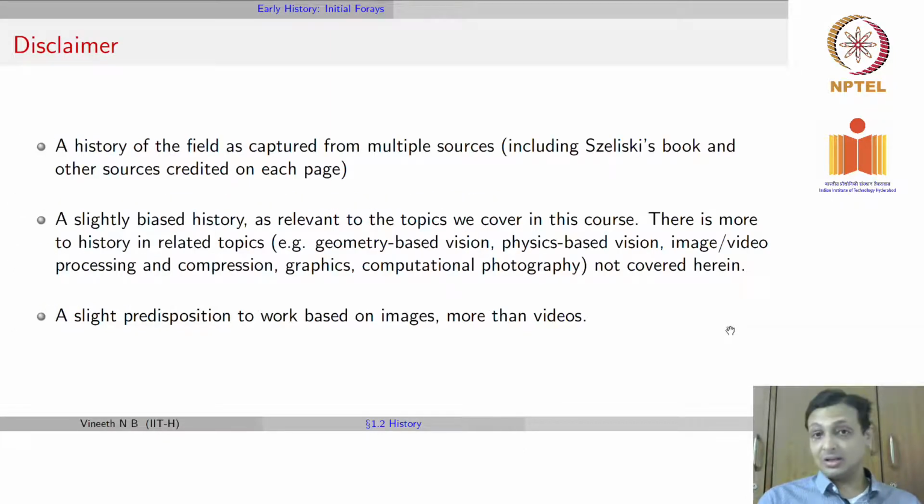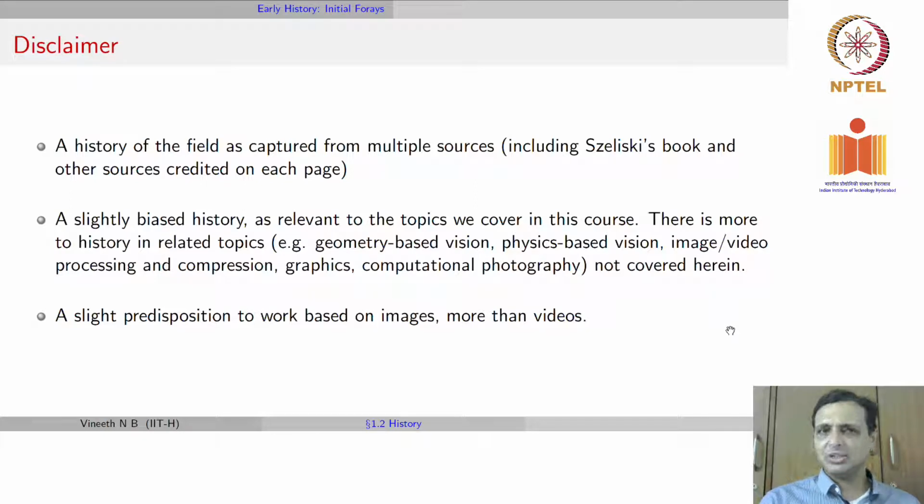To start with, a disclaimer: this is going to be a history of the field as captured from multiple sources, Szeliski's book, as well as many other sources that are mentioned on each of the slides. It may be a slightly biased history from multiple perspectives. One, perhaps the way I have seen it and I have seen it to be important. Please bear with that personal bias.